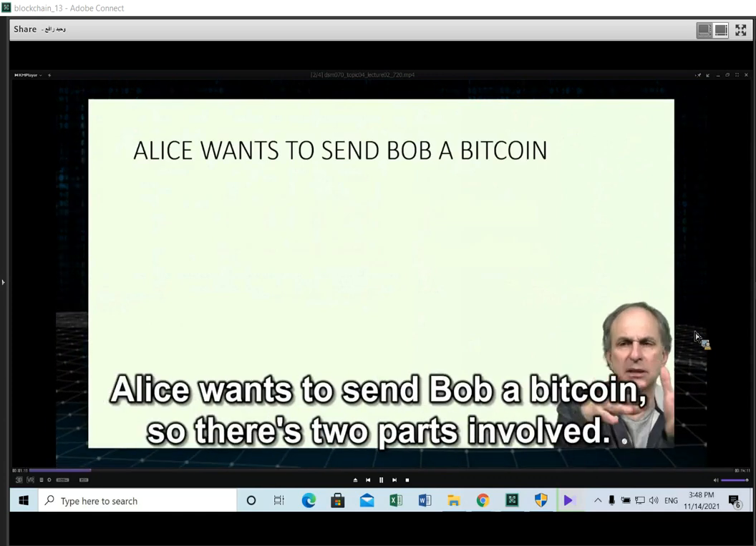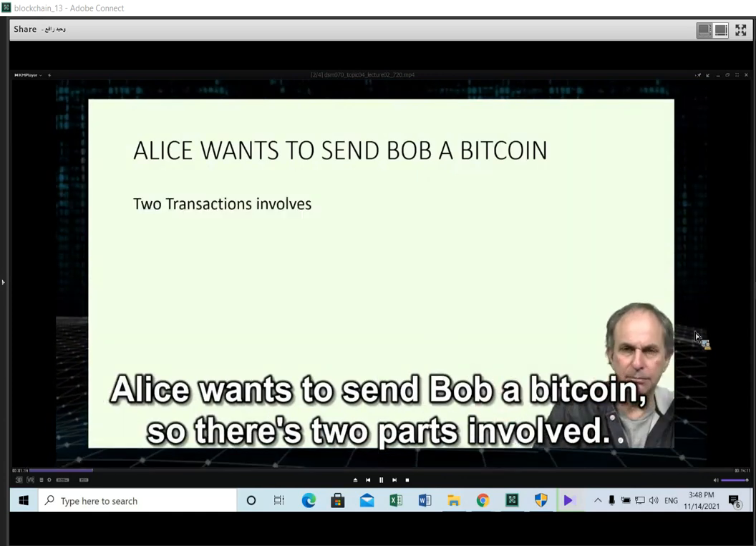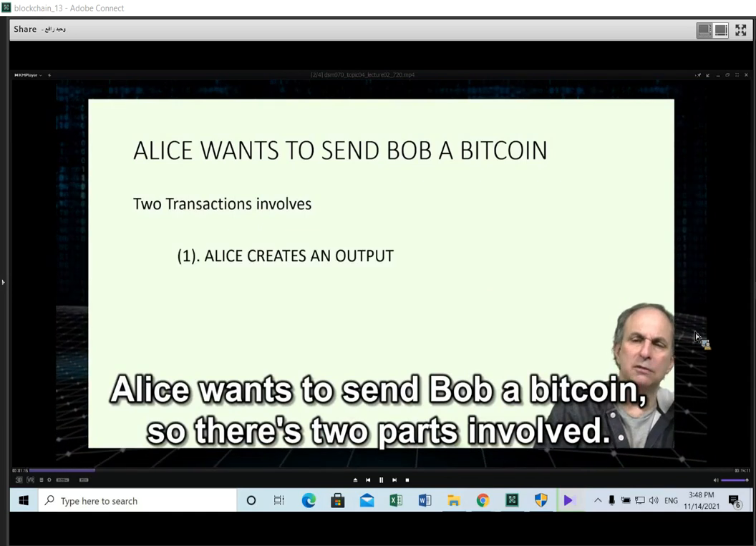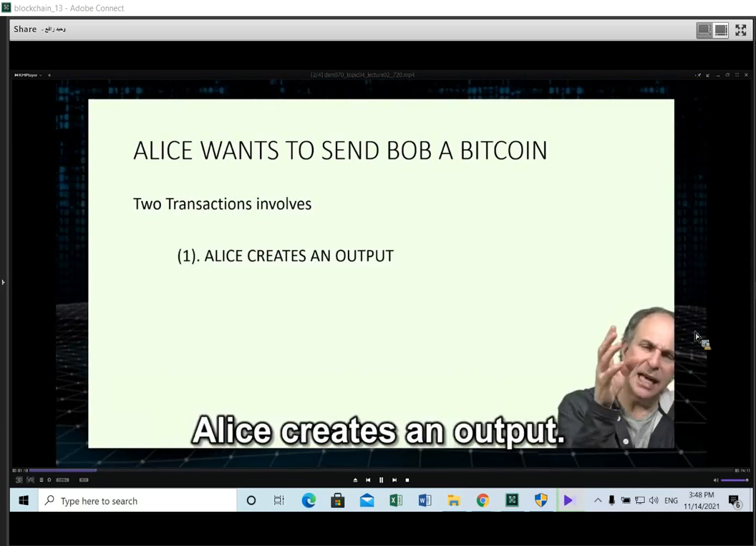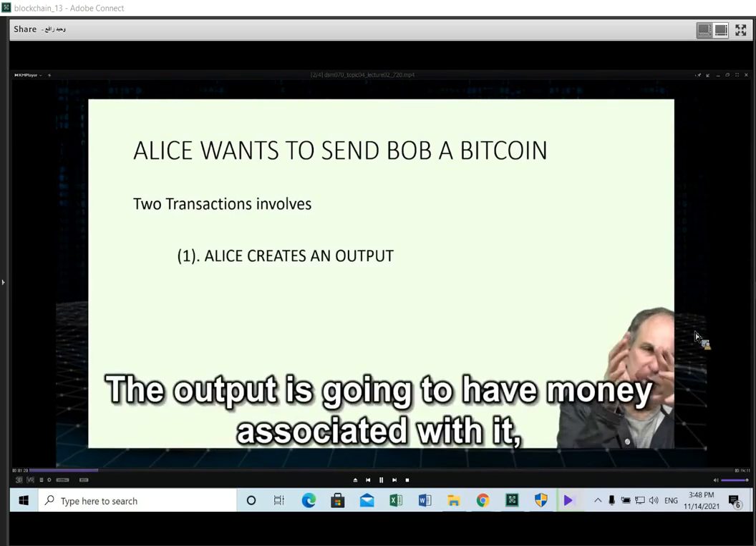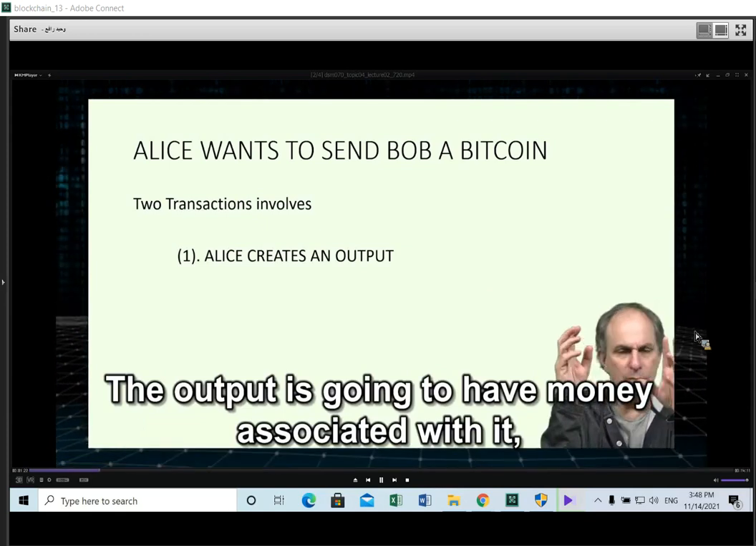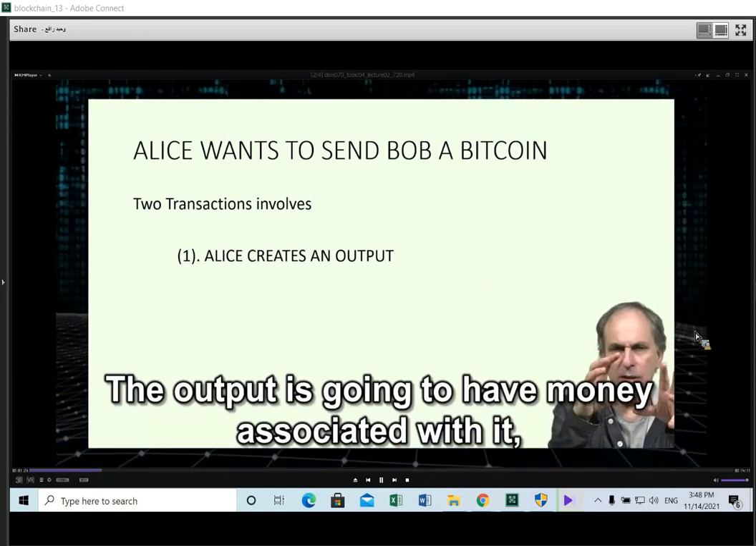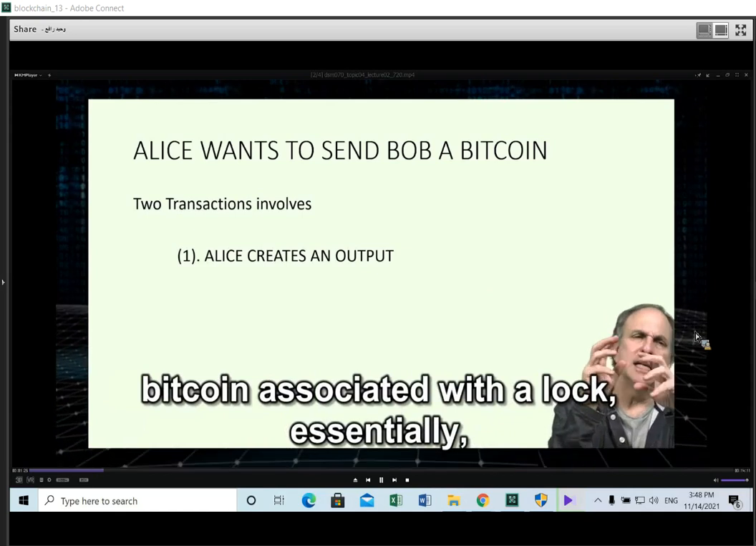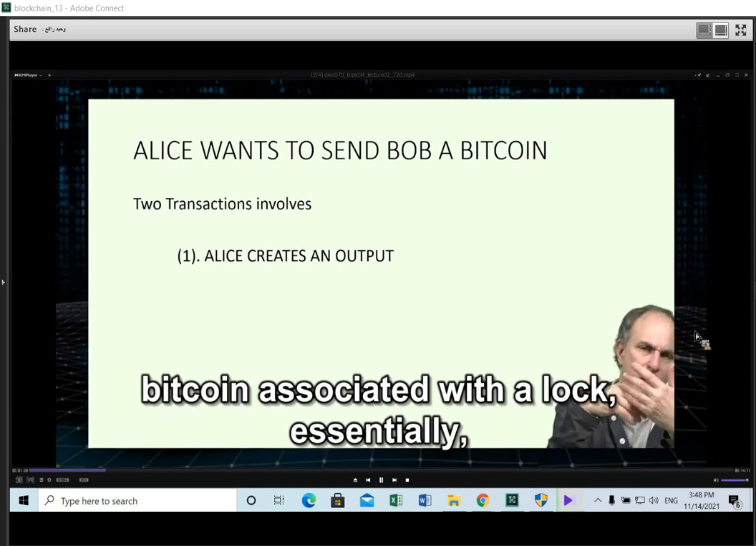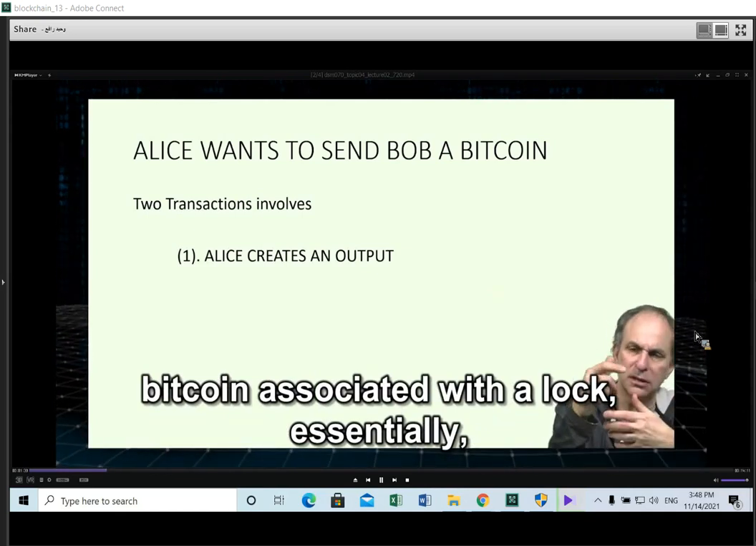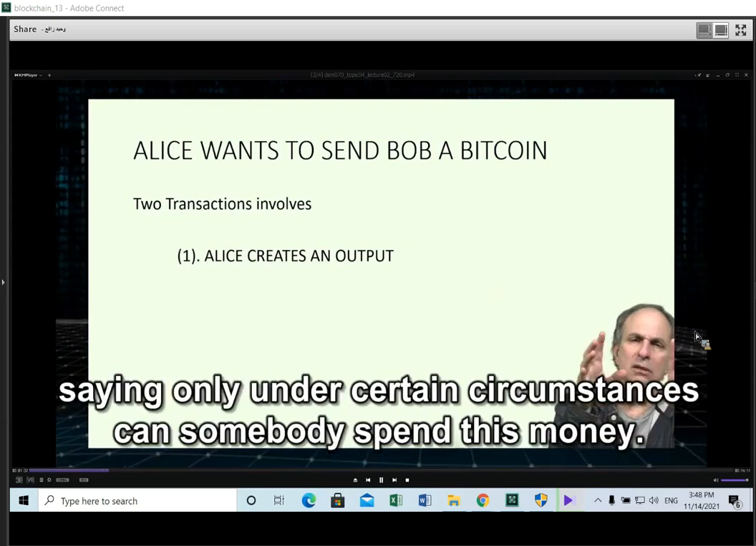So this output is called an unspent output until it's spent. While it's an unspent output, that's the equivalent of being in somebody's account. That's the nearest thing we have to bank money in the bank. So Alice creates an unspent output. The only person who can spend it is Bob in this case. That's not always the case, but it's almost always the case.